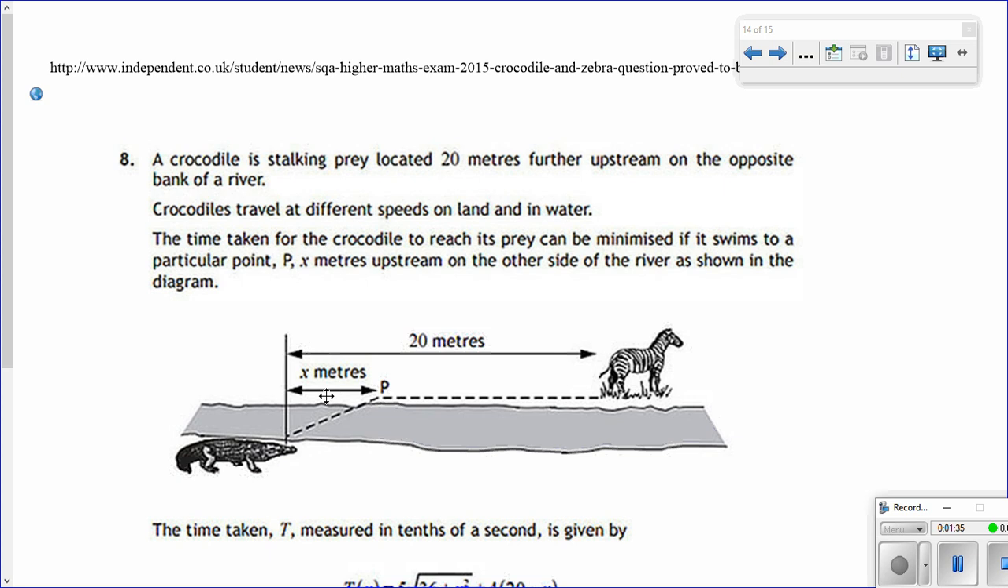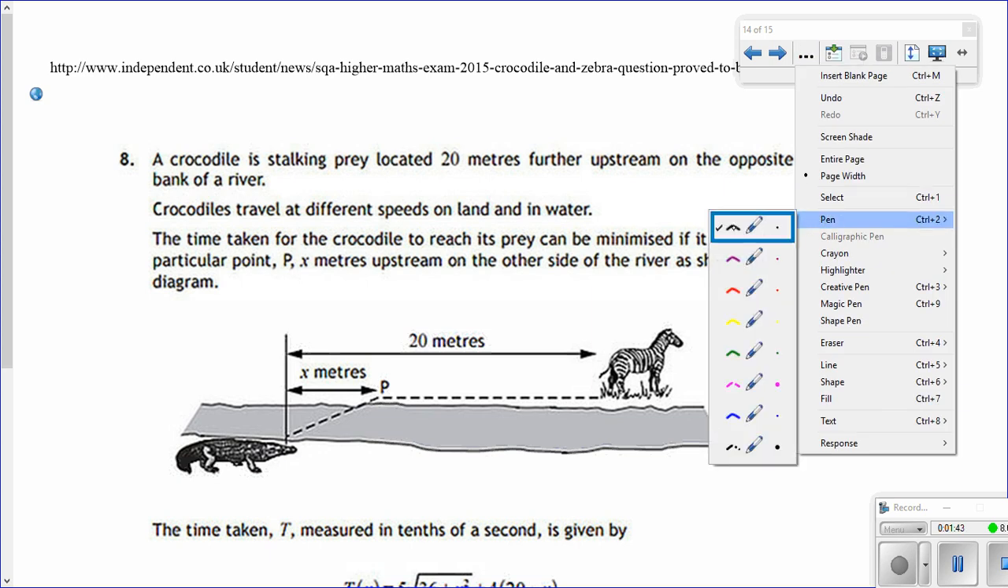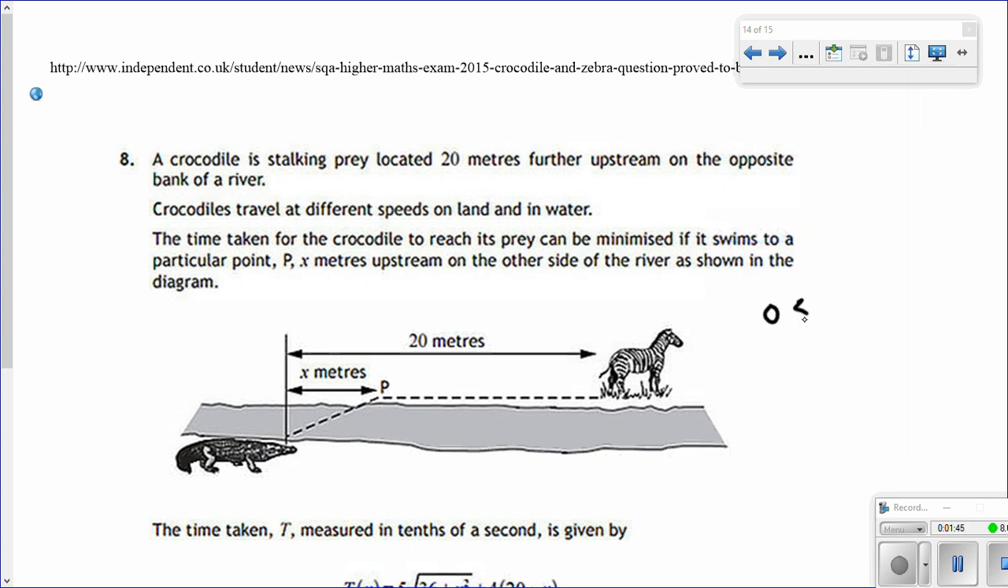So in this situation we're saying X could be anywhere from 0 to 20 meters. Somewhere along this 0 to 20 meter length along the opposite bank, the crocodile is going to swim and come out, and that X is measured from 0 to the point P. Okay, the first question.